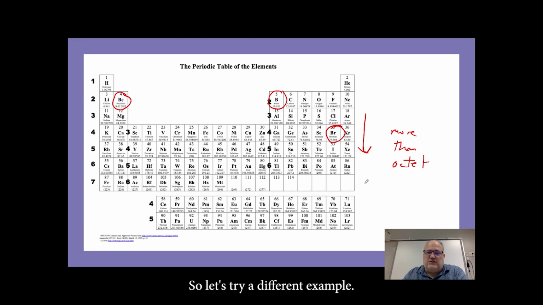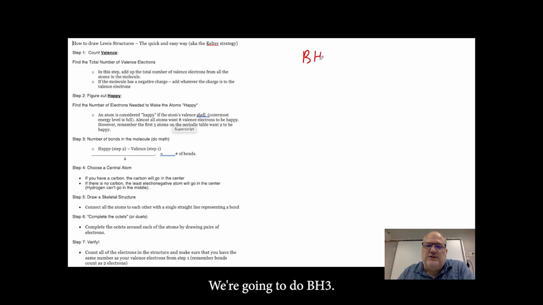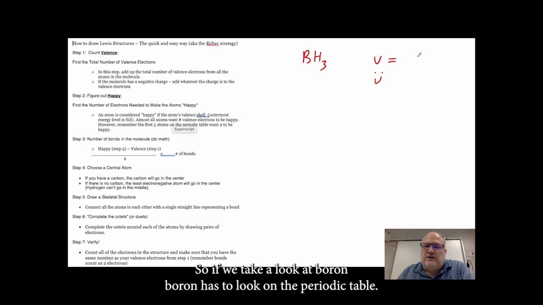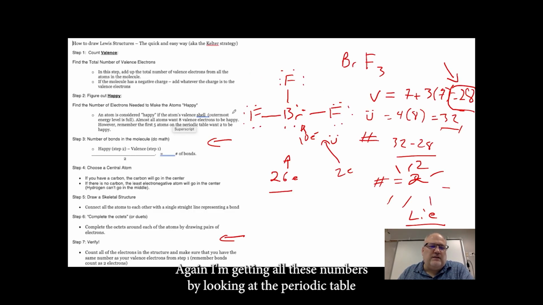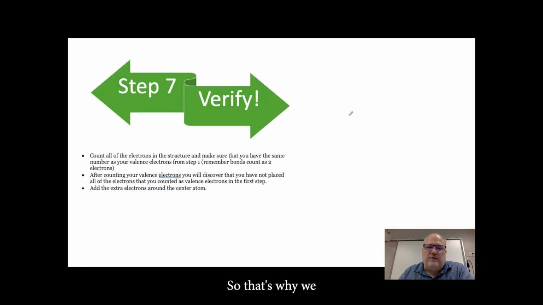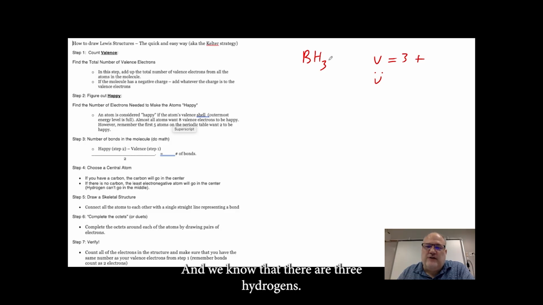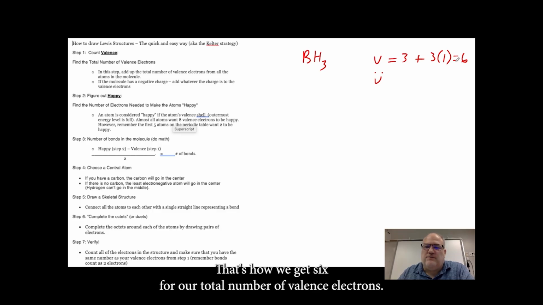So let's try a different example. So let's go with boron, because good old boron, right? We're going to do BH3. And I'm going to do the valence, happy, and number of bonds really quickly here. If you look on the periodic table, again, I'm getting all these numbers by looking at the periodic table, boron is in the 3rd row, 1, 2, 3. So that's why when we're dealing with boron, we know that boron has 3 electrons, and we know that there are 3 hydrogens. Each of these 3 hydrogens, they want 1. That's how we get 6 for our total number of valence electrons.